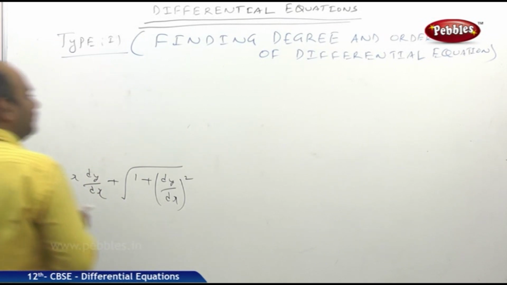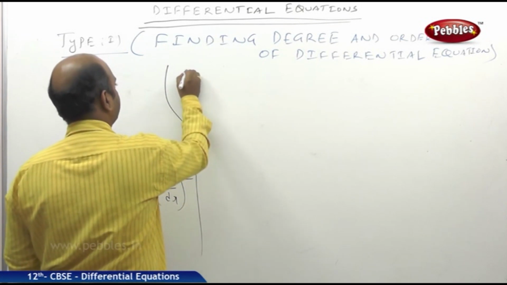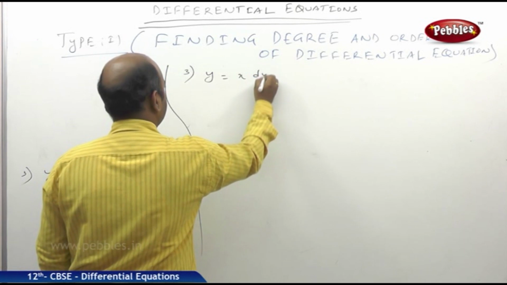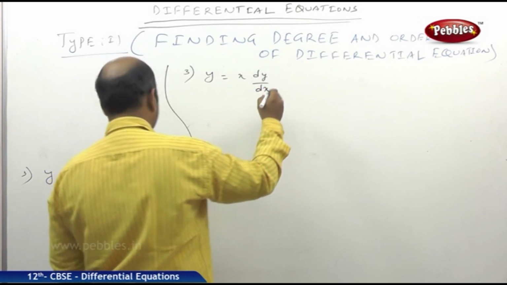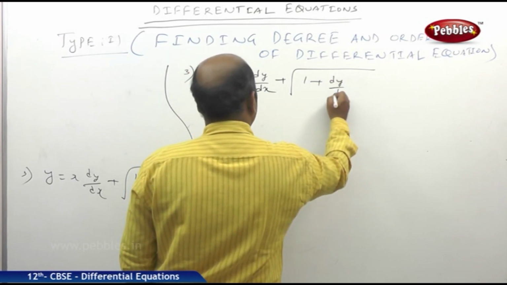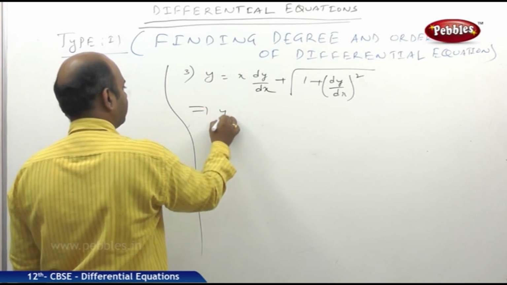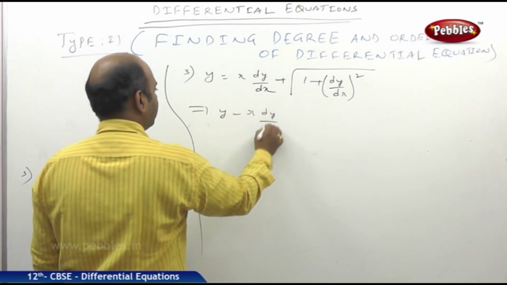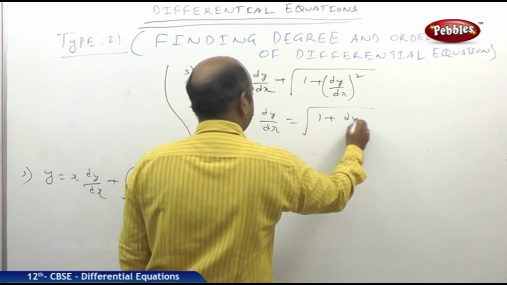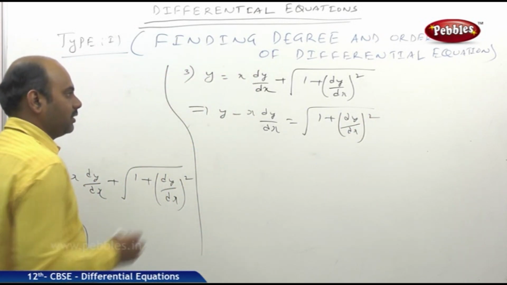So what happens? I am doing the third problem asked in your CBSE pattern. y is equal to x into dy by dx plus under root of 1 plus dy by dx whole square. That implies y minus x into dy by dx is equal to under root of 1 plus dy by dx whole square. Squaring on both sides.